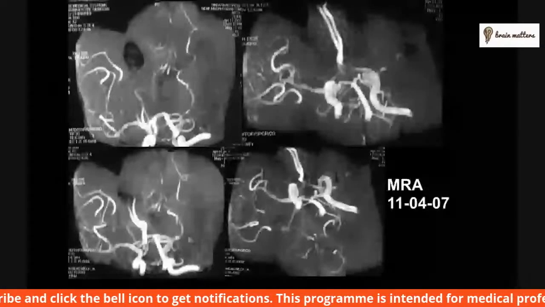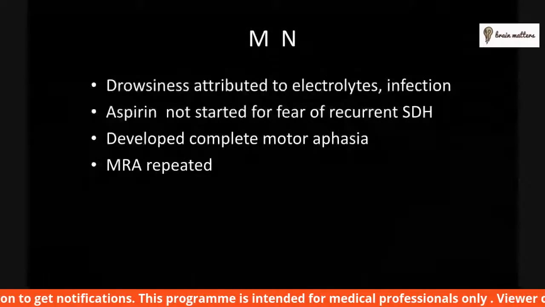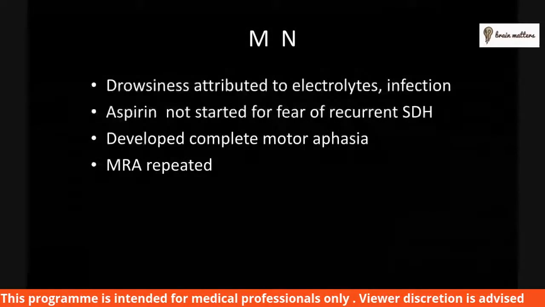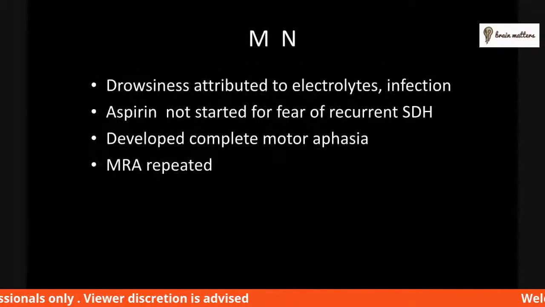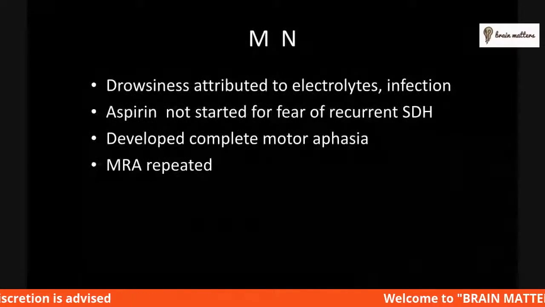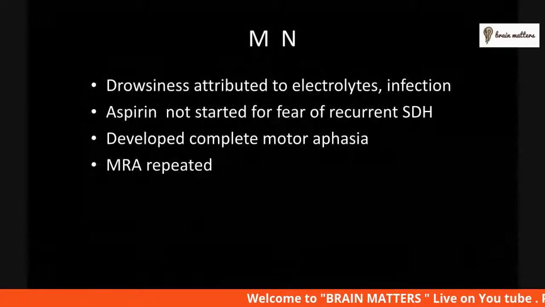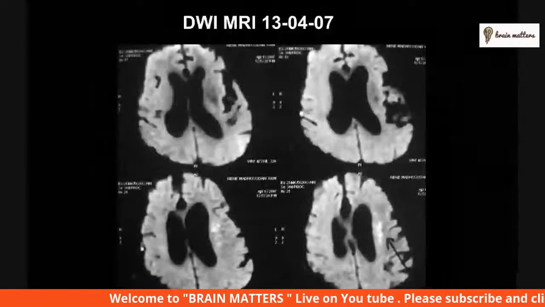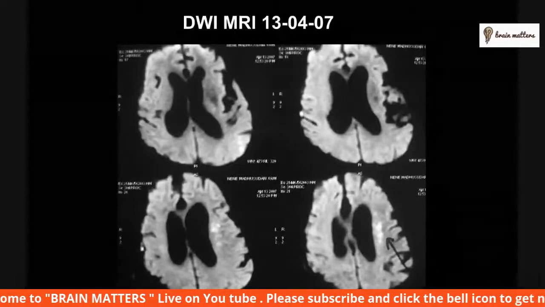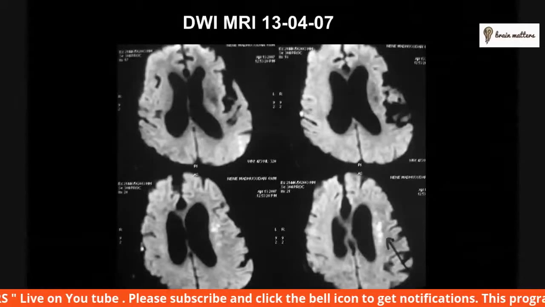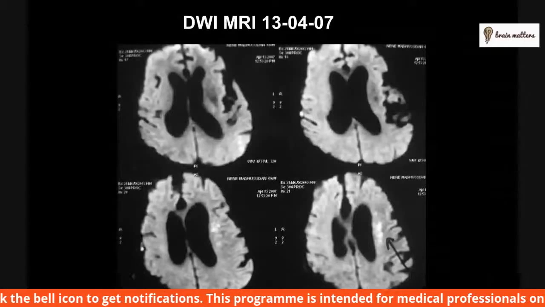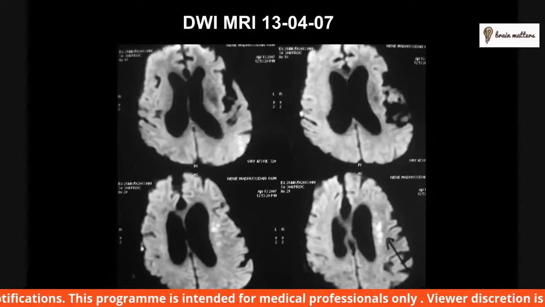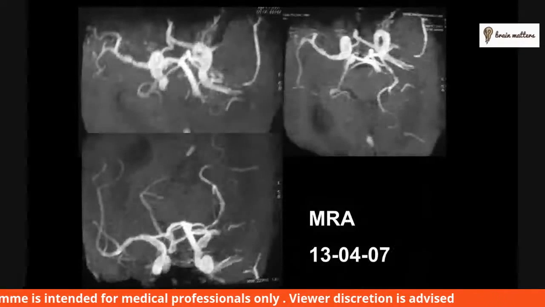So the drowsiness was attributed to electrolyte imbalance or to infection, and aspirin was restarted. Next day, he developed complete motor aphasia, and MRA was repeated. Now you can see many more lesions in the left centrum semiovale, and these are watershed. These are ACA, MCA territory.